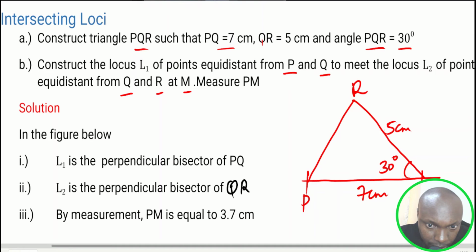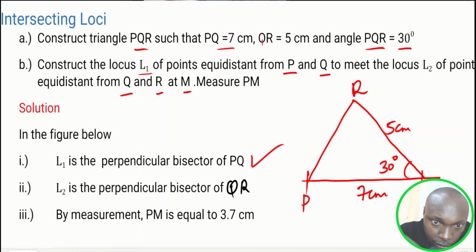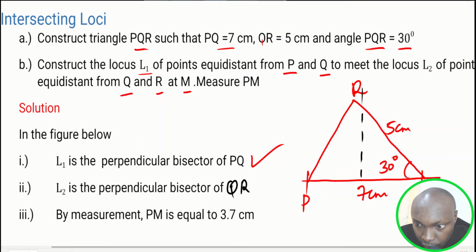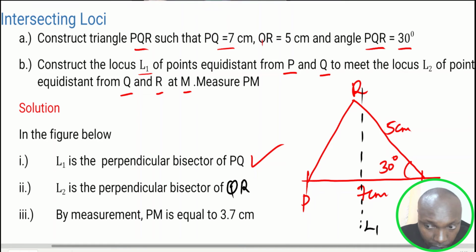Part B, the locus L1 of point equidistant from P and Q. Now we need to identify which type of locus this is. Locus L1 of point equidistant from P and Q. You notice that that one is the locus of point equidistant from two fixed points, and that one we said is a perpendicular bisector locus of PQ. So to get that locus L1, we are going to bisect this line PQ. We construct the perpendicular bisector of that line, and this is how we shall do it. Once we construct the perpendicular bisector, we shall have something like that. So that will be L1.